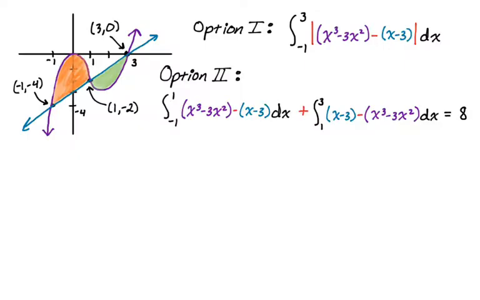All right, so that's how we can deal with it when there's multiple regions or multiple intersection points, or more than 2 intersection points, I guess I should say.